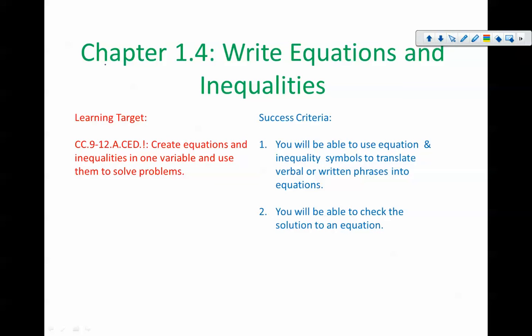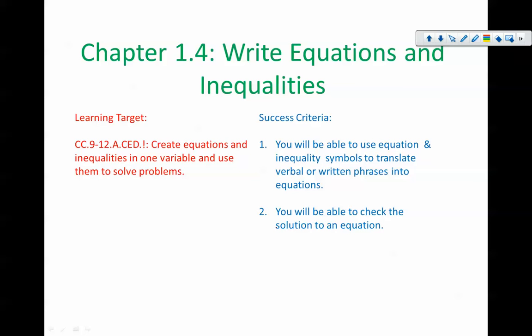Right, hello, welcome. This is chapter 1.4, where we are writing equations and inequalities. We are going beyond expressions now and talking about equations and inequalities, and just giving kind of like the first glimpse, because we're going to look at these a lot this year. In this set of videos, you're going to learn to use equation and inequality symbols to translate a verbal or written phrase into an equation, very similar to what we did in 1.3.